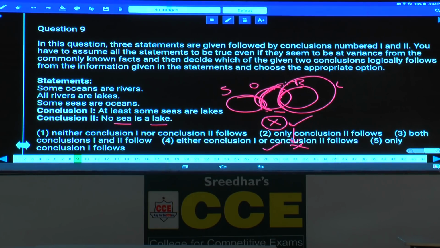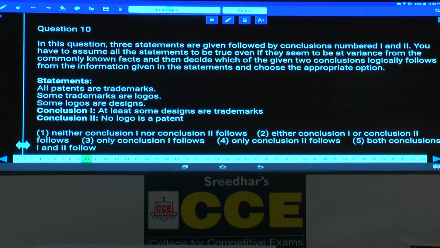When the second one is true, the first one is false. When the second is false, the first is true. Hence between these two, only one must follow and it is either 1 or 2, that is choice 4. Question number 9, choice 4 is the answer, either 1 or 2. Then coming to question number 10, all patents are trademarks. All patents are trademarks. Next one, some trademarks are logos and some logos are designs.